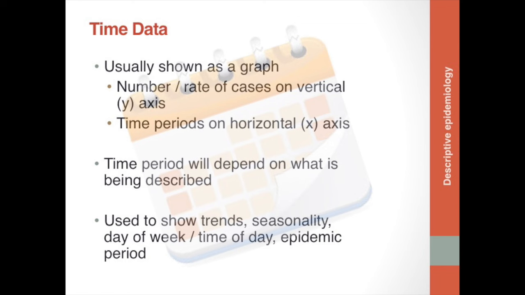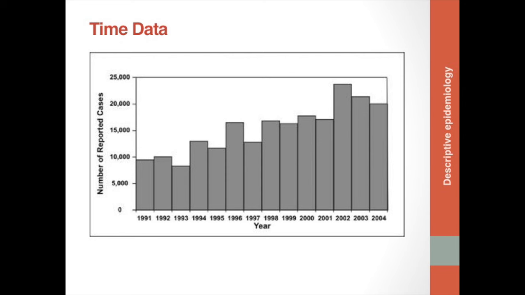Graphs by time are used to show trends in events, seasonality of diseases, day of week or time of disease occurrences, or they are also useful to show the period over which an epidemic takes place. Time data is usually presented with line graphs or histograms. Time is plotted in the horizontal axis, and depending on the disease, the time scale might be years or decades, or it can be as short as days or even hours of the day.